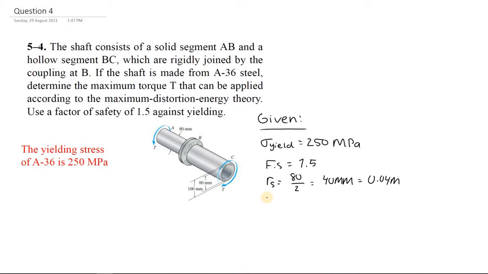Then I have the hollow section, which is going to have an inner and outer diameter. So I'm going to call this radius outer hollow as 100 divided by 2, which gives me 50 millimeters, or 0.05 meters. And then the inner radius for the hollow part, radius inner hollow, is just the same as for the solid, so it's going to be 40 millimeters, or 0.04 meters.